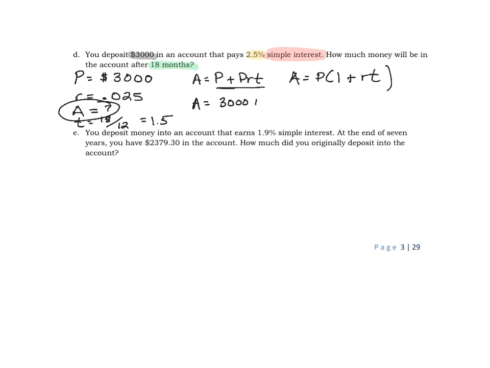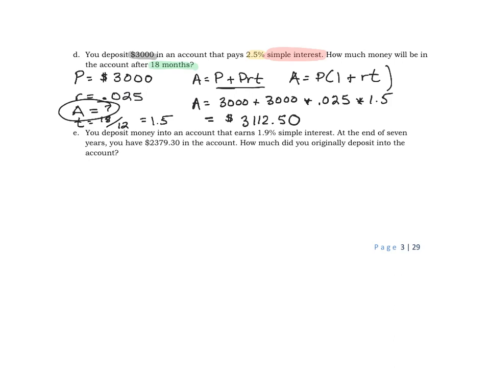3,000 plus 3,000 times 0.025, so that's our rate, times time, okay? All right, and when I put that in my calculator, I get 3,112.5, but remember, since we're talking about money, you need to put that 0. Okay, let's see what E is asking us.